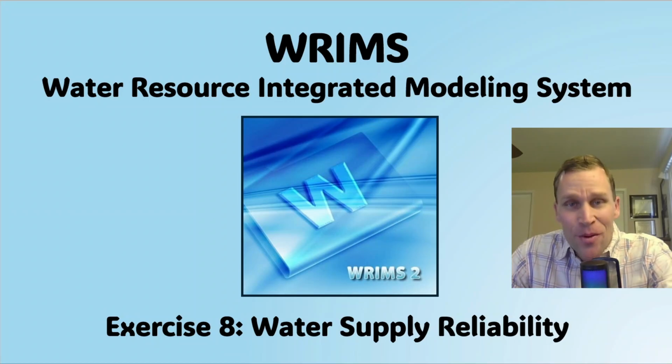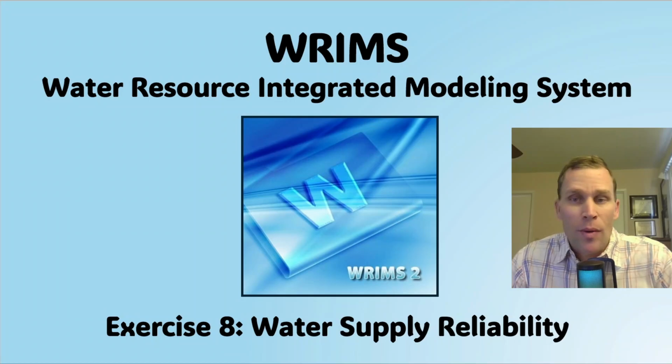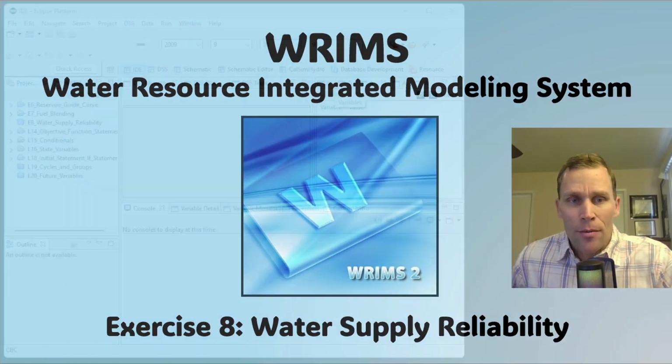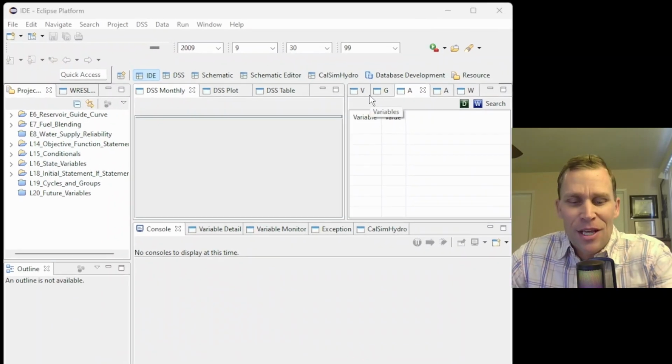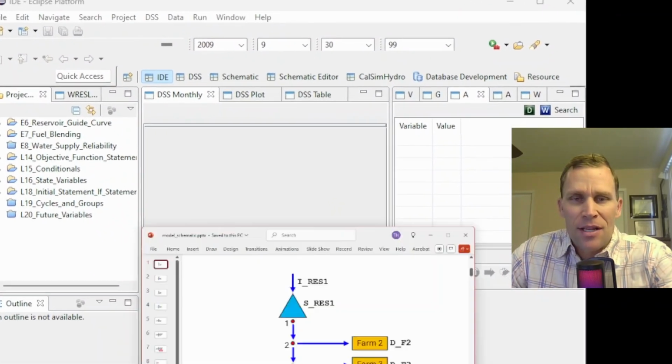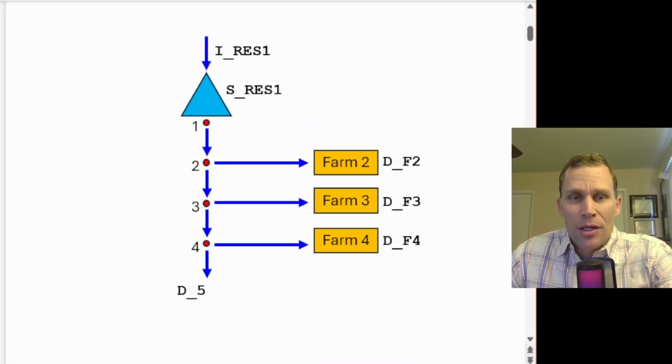Welcome and hello. This is a video exercise in WRIMS, and in this exercise, we're going to be dealing with water supply reliability. That refers to the percentage of times someone who has a water demand or allocation actually receives that water. So this is a very simplified example we're going to see with a few if-then statements and scenarios we're going to look at towards the end.